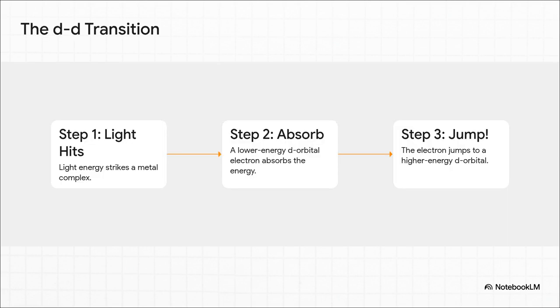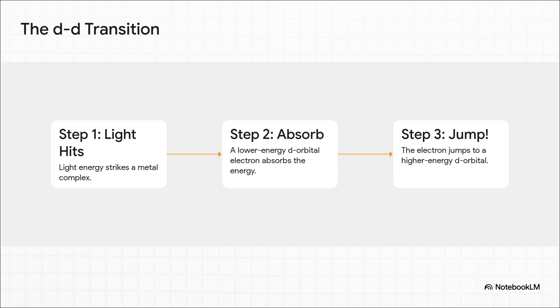Okay, let's zoom in on that d-d transition. This is like an inside job. It happens right within the metal ion itself. See, in a complex, the metal's d orbitals aren't all at the same energy level anymore. They get split by the ligands around them. So when light with just the right amount of energy comes along, an electron absorbs it and gets promoted from one of those lower d orbitals to a higher one. The energy of that jump tells us directly about the crystal field splitting for that specific metal.